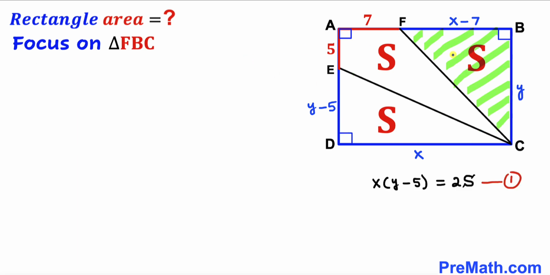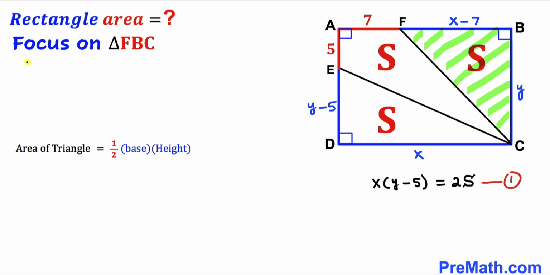And now let's focus on this other right triangle FBC, whose area is also being represented by uppercase S. And now let's recall the area of a triangle formula once again. Area equals a half times base times height. And in our case, the base of this triangle is x minus 7, whereas the height of this triangle is y, and the area is uppercase S. Let's fill in the blanks in this area of a triangle formula once again.